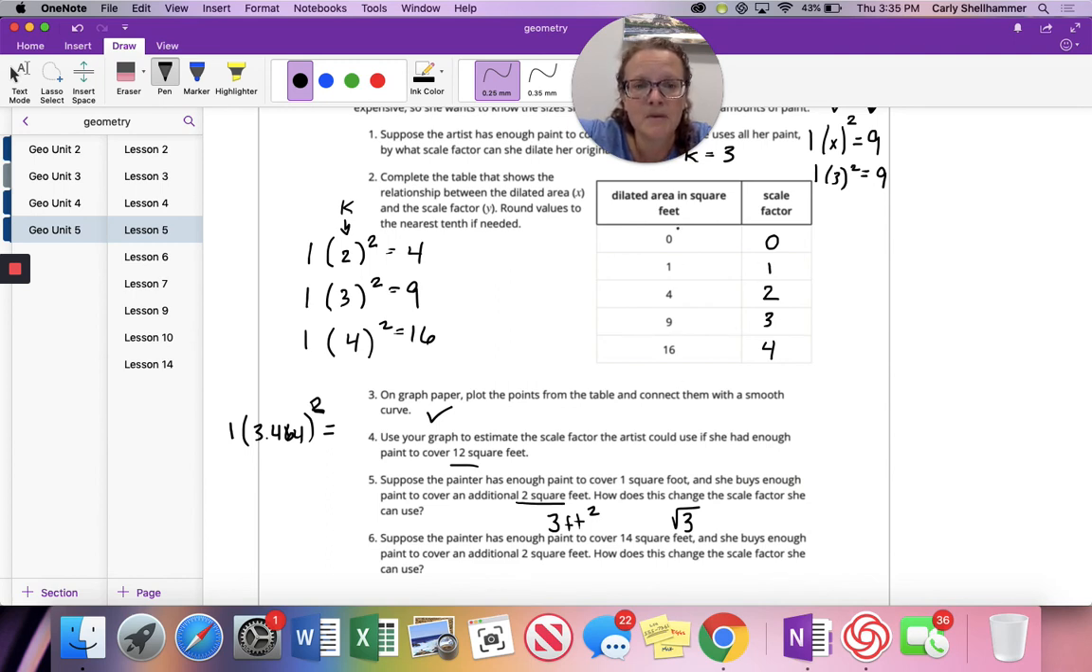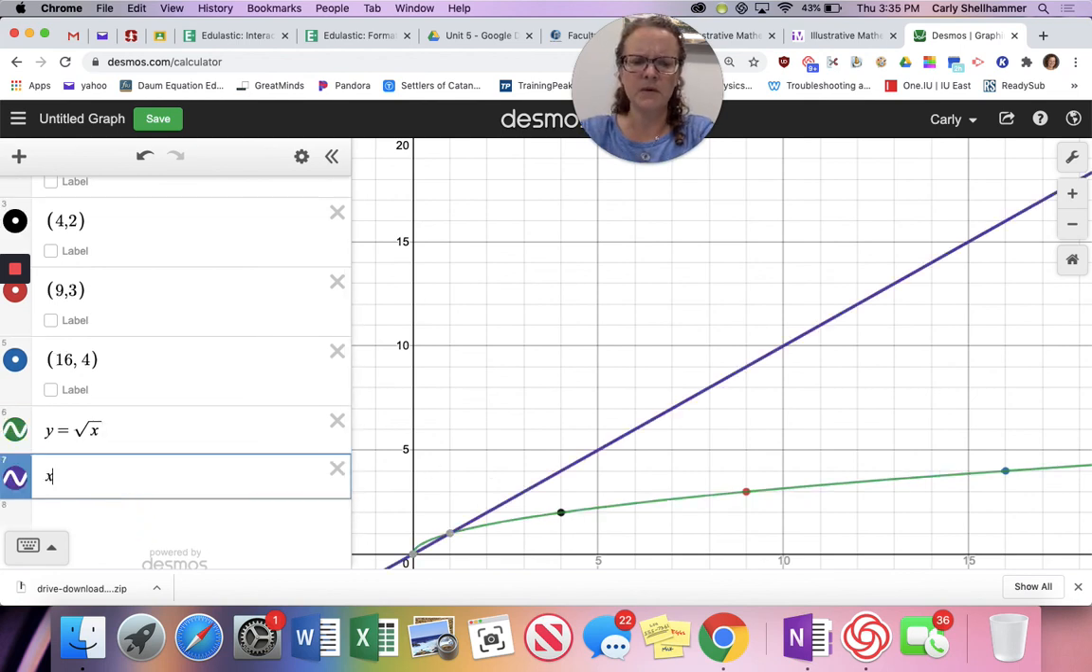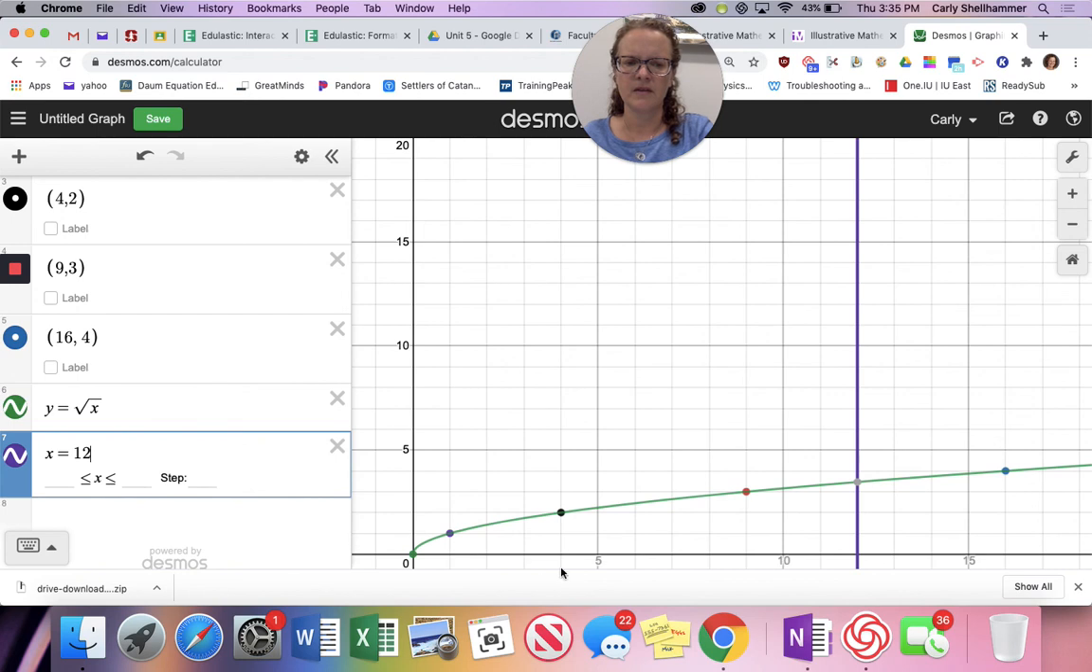So this is our input, the dilated area in square feet, and we get our scale factor, which is the square root. Okay, dilated area in square feet and our scale factor, and that gives us a squared function. Now, when we wanted to find the scale factor, I can still go that way, and I get a scale factor of 3.464. We get all the same information, it just looks a little bit different. Okay, now let's go back here.